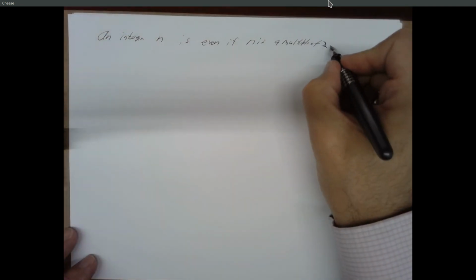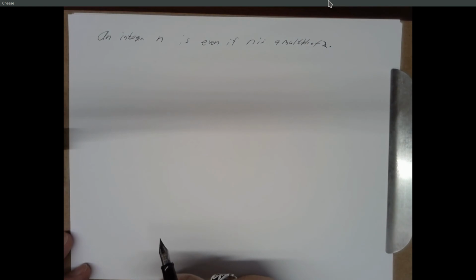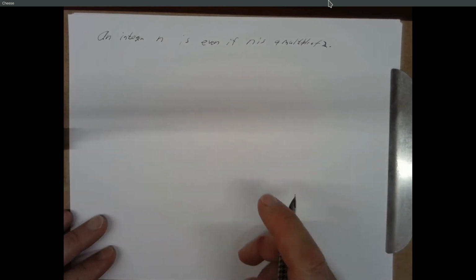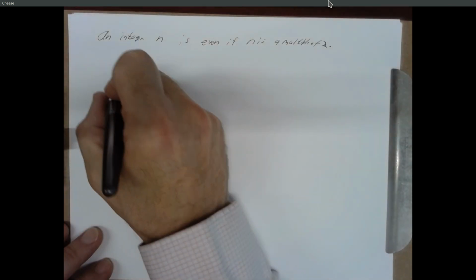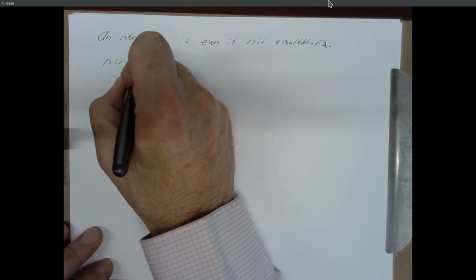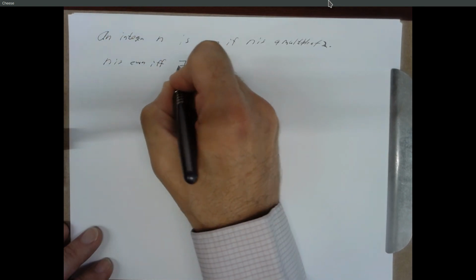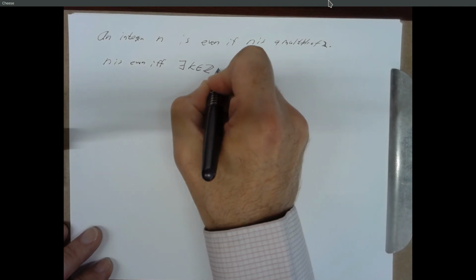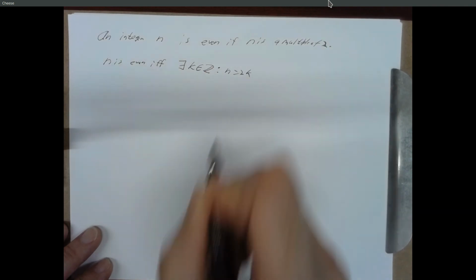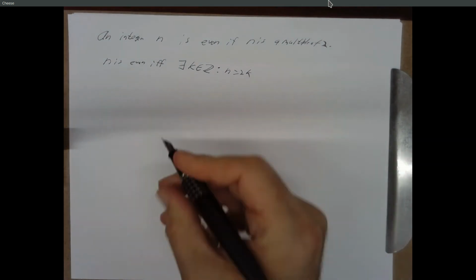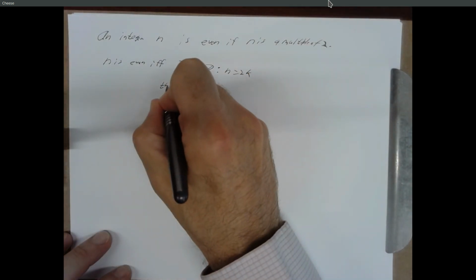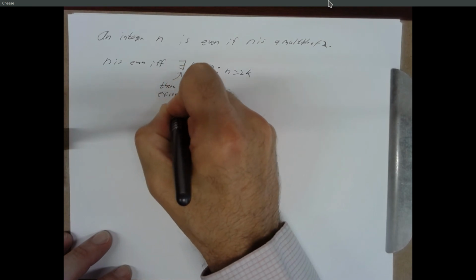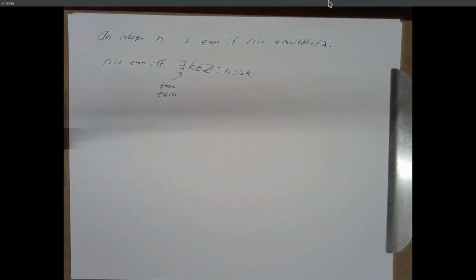So 2, 4, 6, 0, negative 10, 2016. These are all even numbers. An integer n is even if n is a multiple of 2. N is even if and only if there exists an integer k such that n equals 2 times k. We haven't talked about these yet, but "there exists" is just shorthand for the words there exists. So n is even if and only if there exists some integer k such that n is 2 times k.